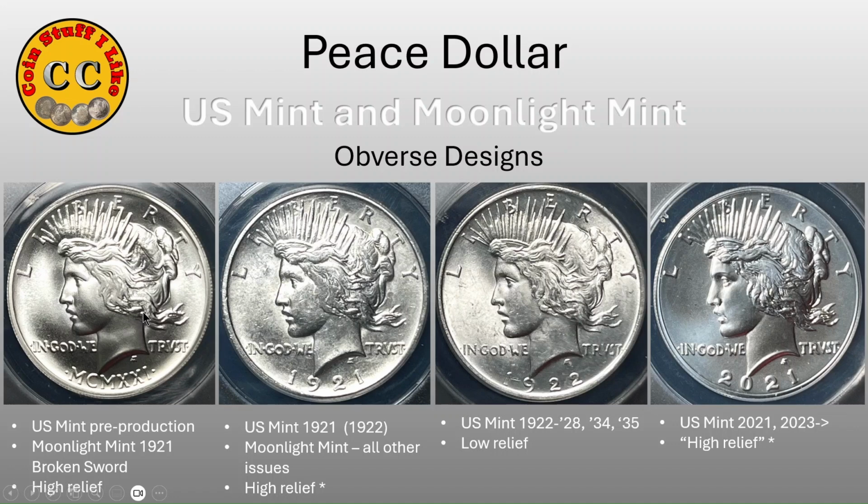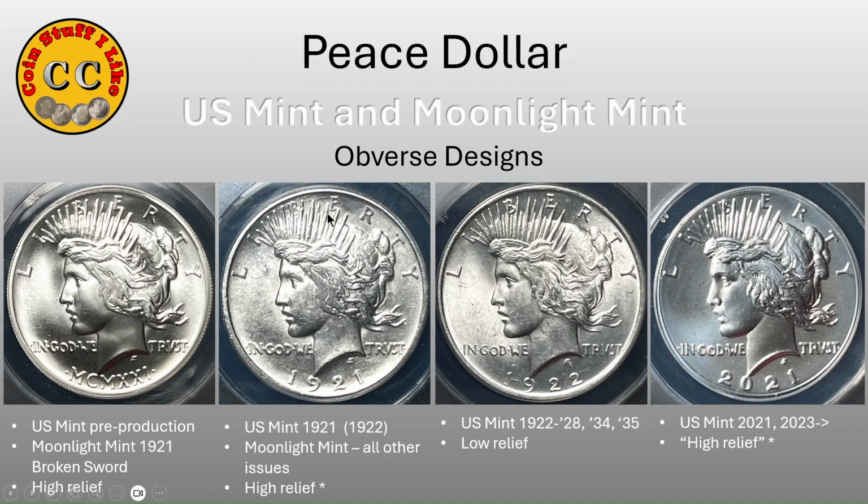Now, Dan Carr only produced one with Roman numerals, and that is the 1921 Broken Sword issue from the Moonlight Mint. And this has high relief with the 31 thousandths of an inch obverse and reverse relief. This one here was what actually went into production.